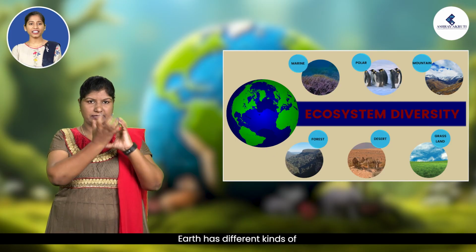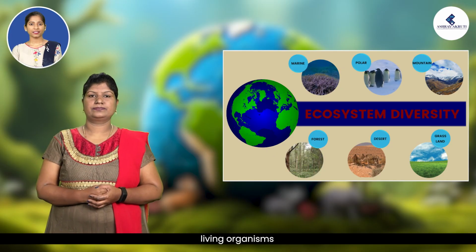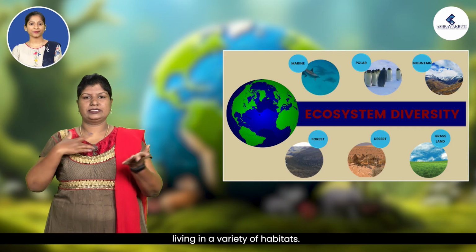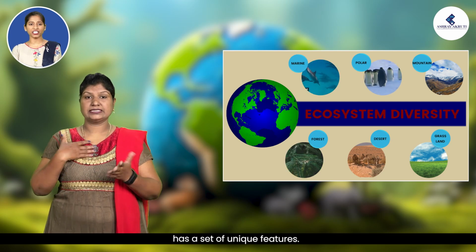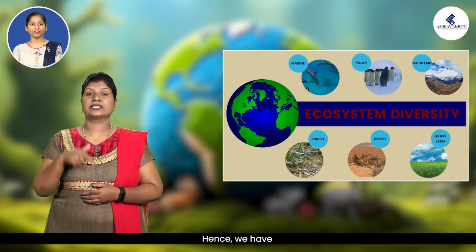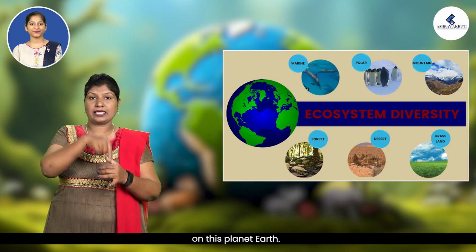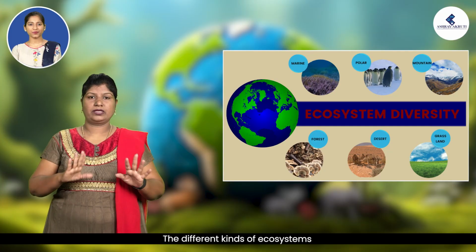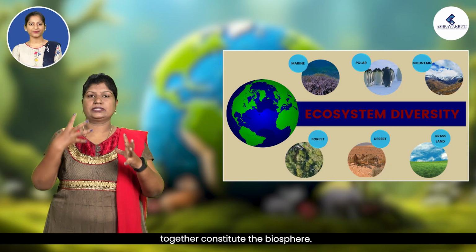Earth has different kinds of living organisms living in a variety of habitats. Each habitat has a set of unique features. Hence, we have varieties of ecosystems on this planet Earth. The different kinds of ecosystems on the Earth together constitute the biosphere.